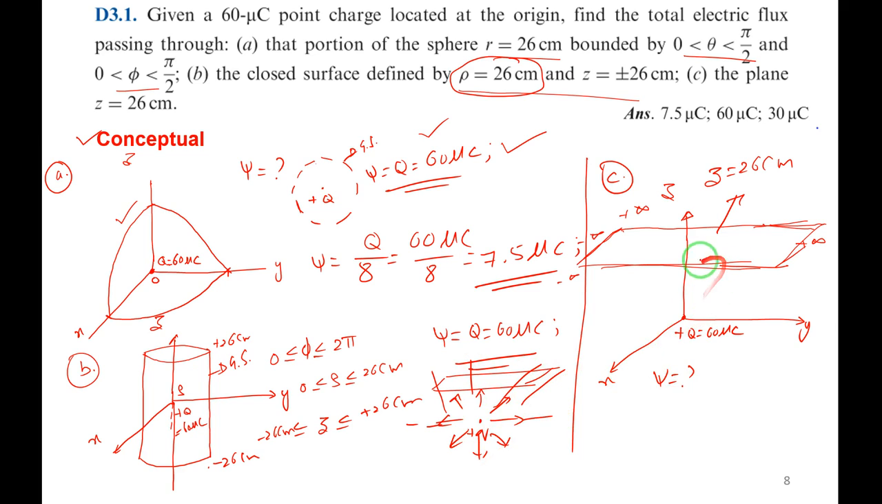But we have been asked to find out how many flux lines will cross this plane. Psi equal to q, where q is here q divided by 2, because 50% of the lines will cross z equal to 26 centimeter and another 50% will cross another plane lying below this, but they have not asked for this. So q by 2: q is 60 microcoulomb divided by 2, 60 by 2 is 30 microcoulomb.